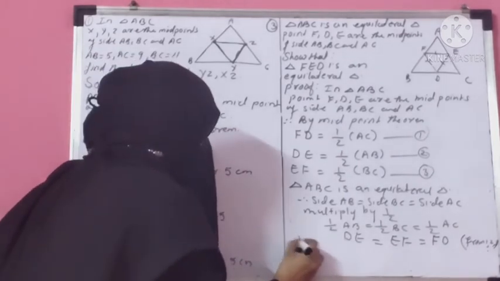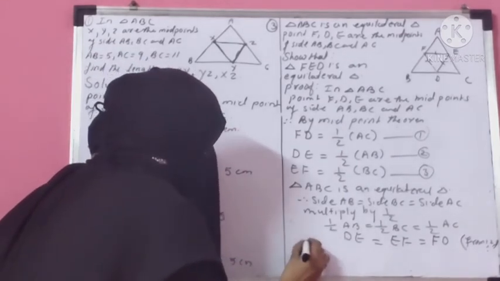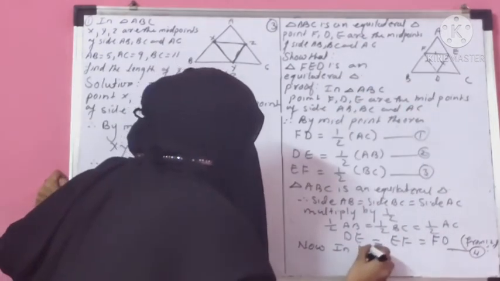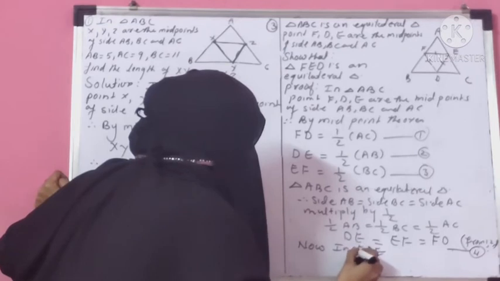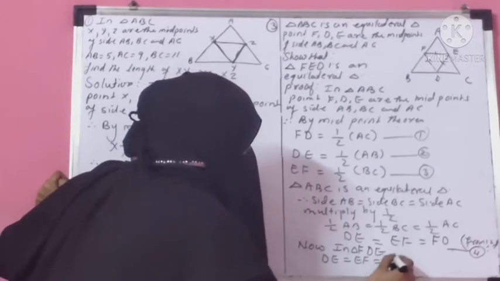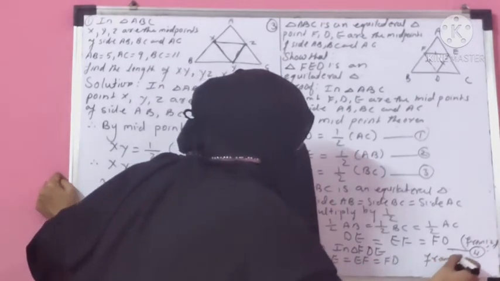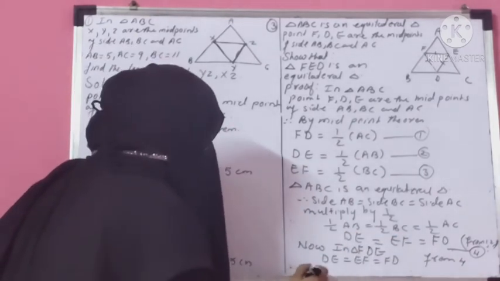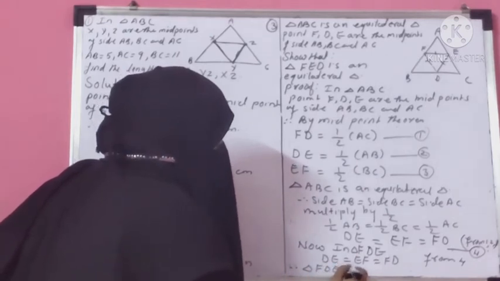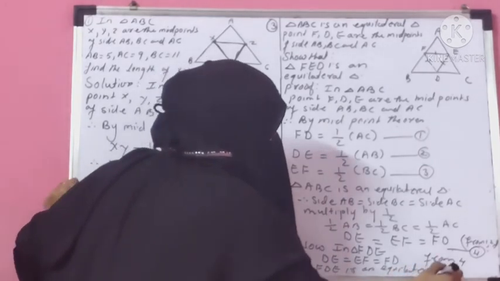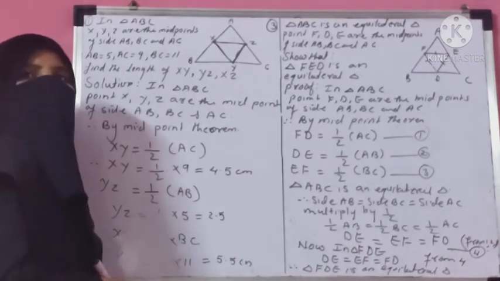Give it number 4. Now in triangle FDE, DE is equal to EF is equal to FD from fourth. From fourth we prove DE is equal to EF is equal to FD. So therefore triangle FDE is an equilateral triangle. As these three sides are equal, this triangle is an equilateral triangle.